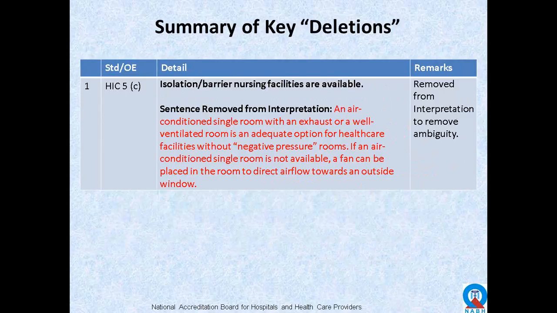Now, key deletions. The sentence has been removed from the interpretation: an air conditioned single room with an exhaust fan or a well ventilated room is an adequate option for a healthcare facility without a negative pressure room. And if an air conditioned single room is not available, a fan can be placed in the room to direct flow towards the outside window. This has been removed.